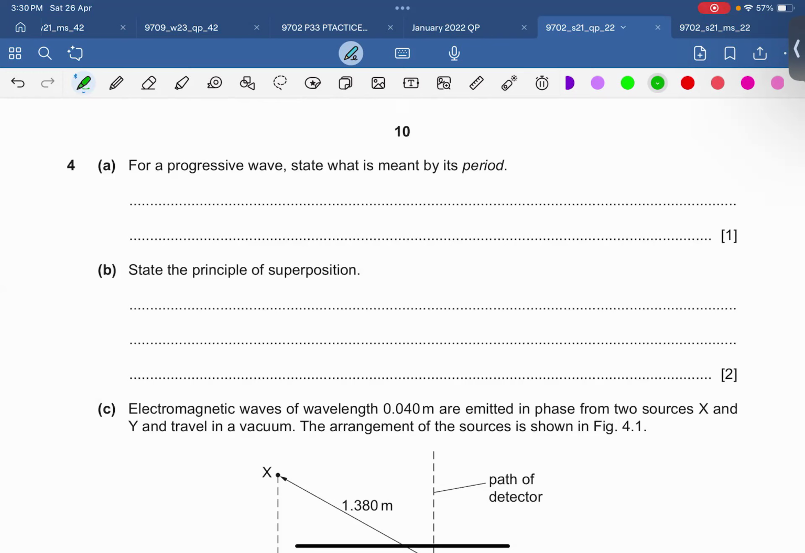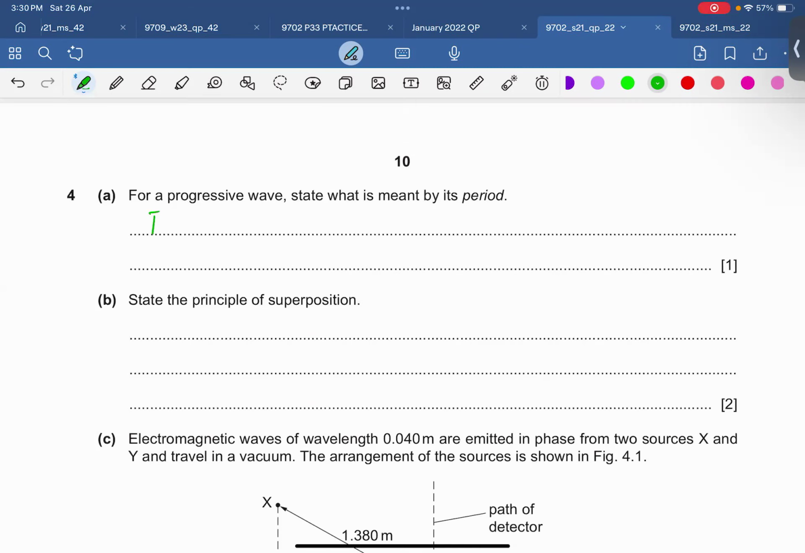Yes, rest of you guys. Time taken for one complete wave to form. Okay, Yusuf, Irfan. Time taken for one complete wave or one complete oscillation.